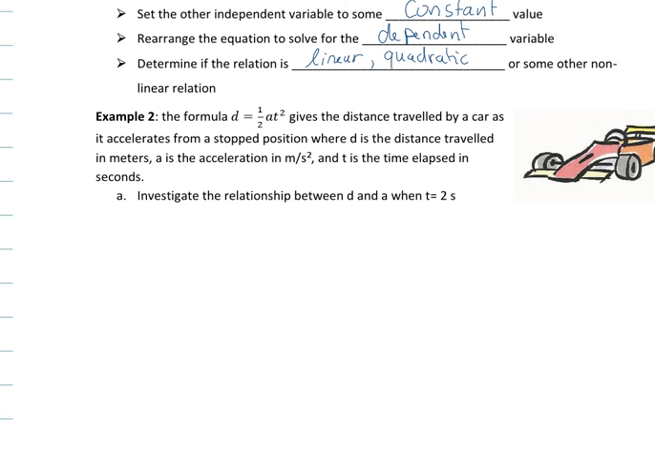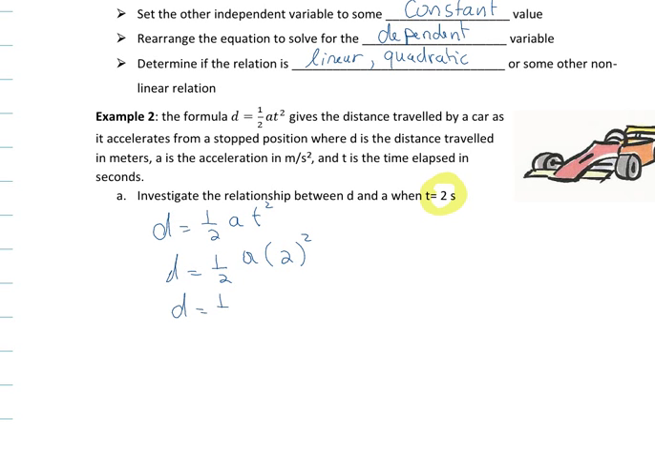So they want you to replace T with the number 2. Okay? So in my equation, which is D equals 1/2 A times T squared, we're gonna replace T with 2. And then that will be D equals 1/2 times A times 4.